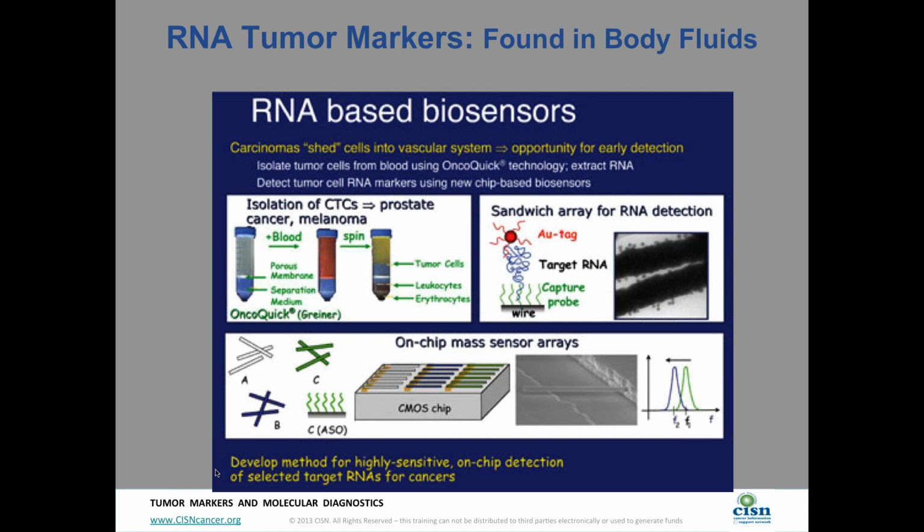Here's an example of some RNA tumor markers and how they're captured on arrays. This is some of the newest work, looking, in this case, at prostate and melanoma, and they're looking actually at the RNA. So I think this is an exciting new addition, because they'll find new things, and maybe they'll be a little more reliable than some of the proteomic markers.